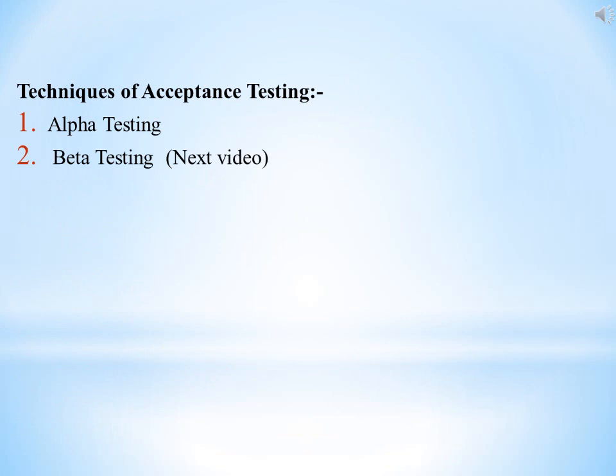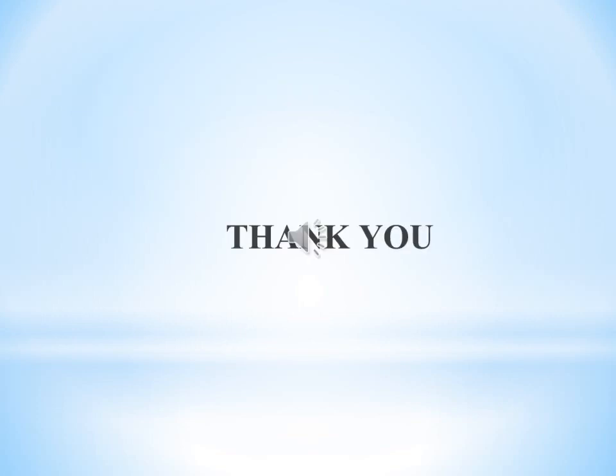These are the techniques of acceptance testing: alpha testing and beta testing. We will see the alpha testing and beta testing techniques.